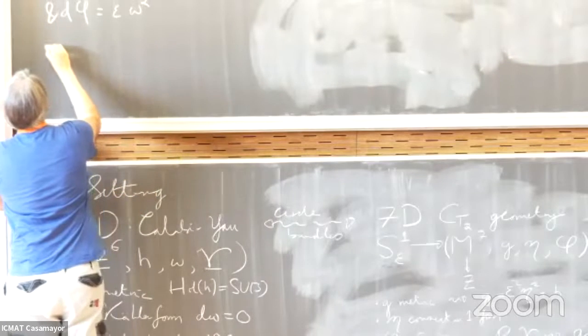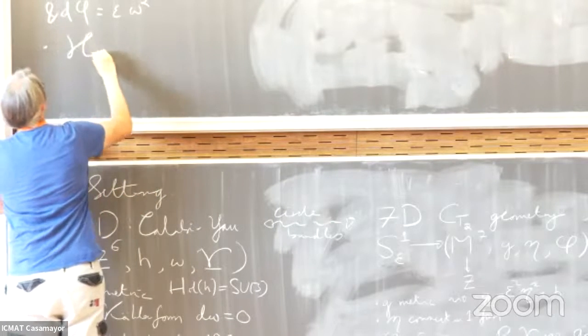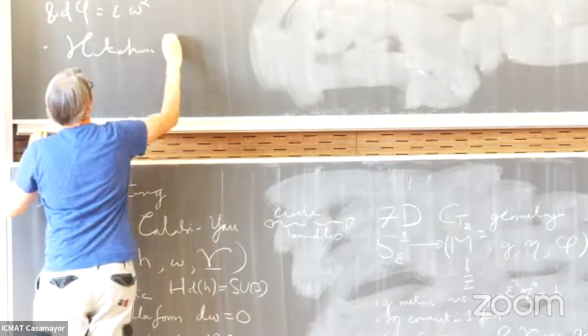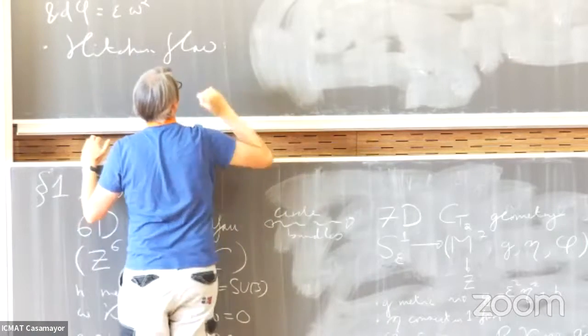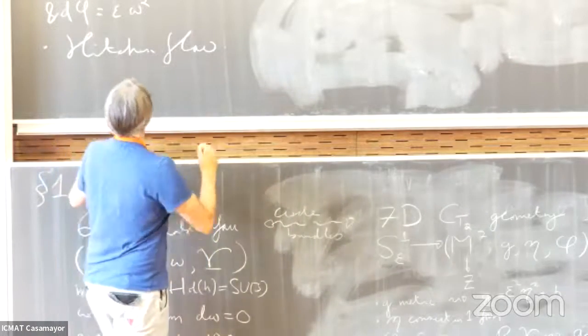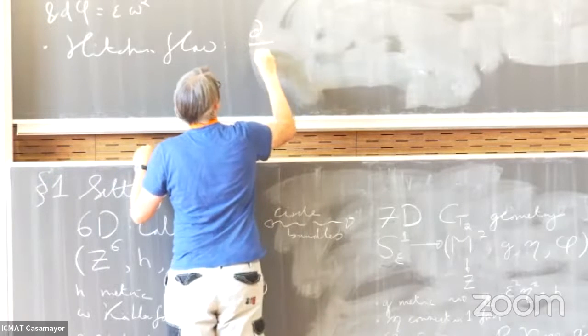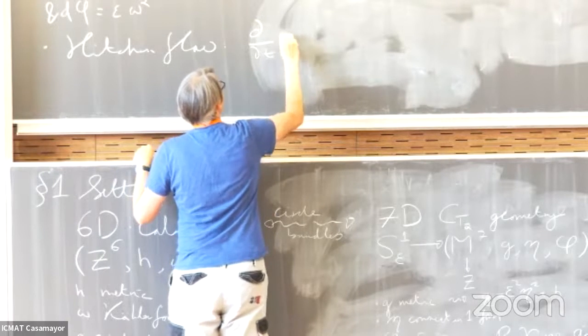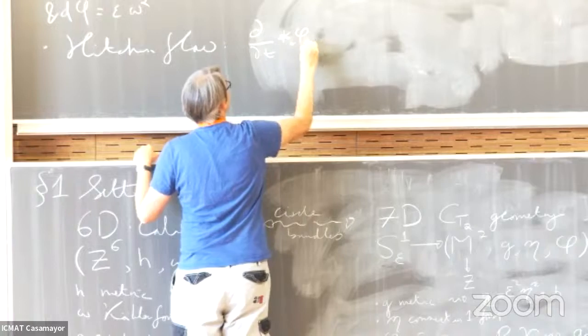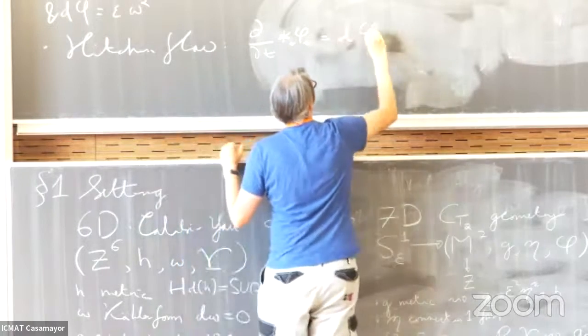That's right. So let's say that now because I'm here. Yeah. So the Hitchin flow. The Hitchin flow, which was supposed to make an appearance in about 20 minutes' time, is: if I look at d/dt of star_t phi_t, it is d phi_t.